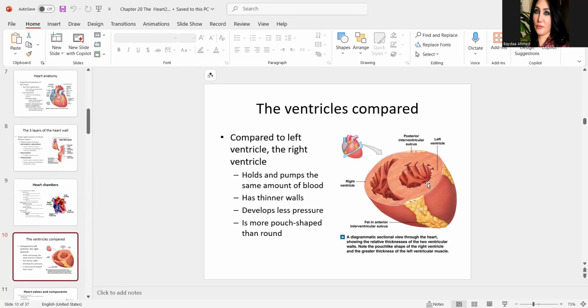Both pump the same volume of blood. Right ventricle: thinner walls, lower pressure, pouch shape, pumps blood only to the lungs, which is a short distance with low resistance. Left ventricle: thicker muscular wall, higher pressure, rounder shape, pumps blood to the whole body, a long distance with high resistance. The left ventricle is stronger because it must push blood much farther than the right ventricle.